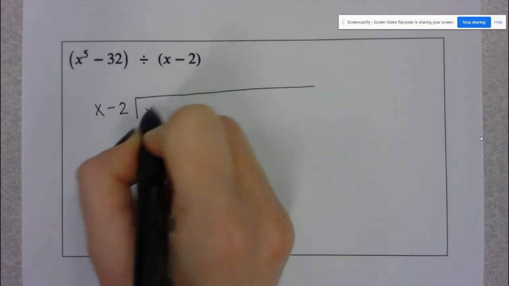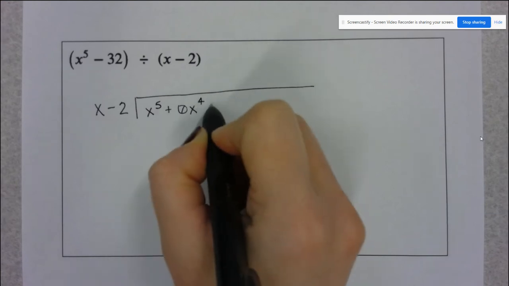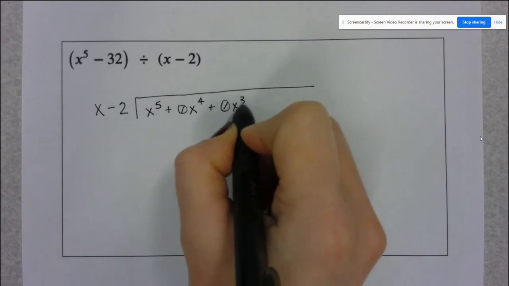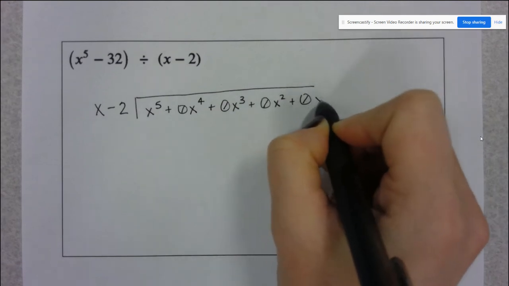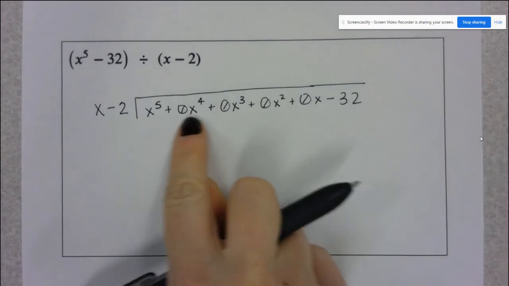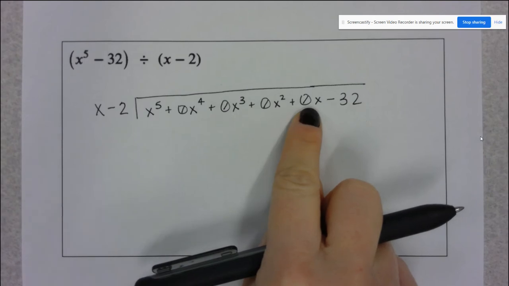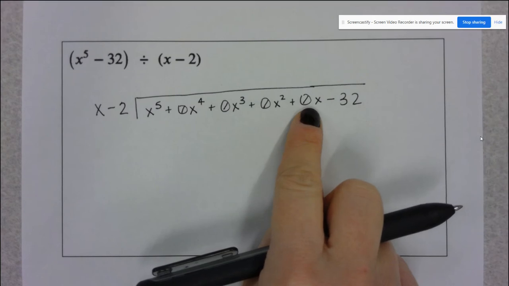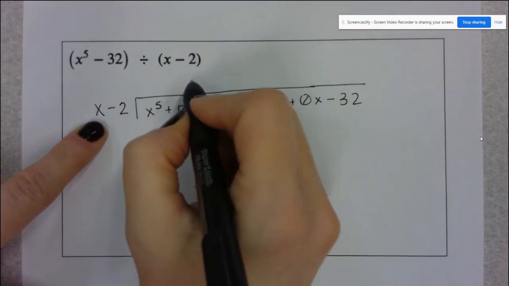So I've got x to the 5th plus no x to the 4th plus no x to the 3rd plus no x squareds plus no x's minus 32. Now it's very possible that I'm not going to end up needing every single placeholder, but I'm always going to put them there when I'm doing long division of polynomials, just in case. All right, so here I'm going to need x to the 4th.